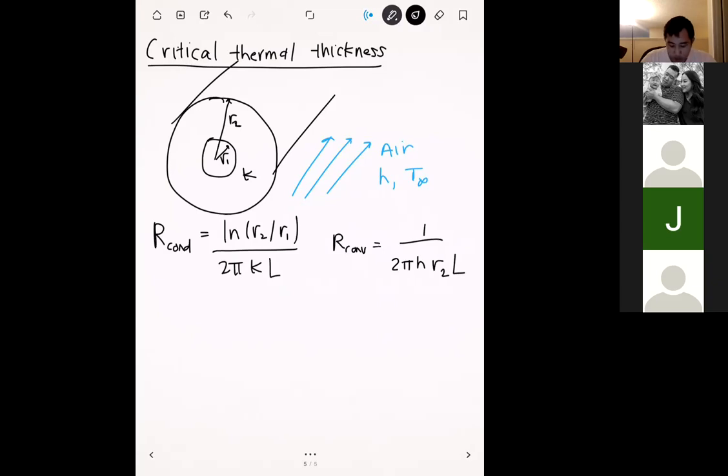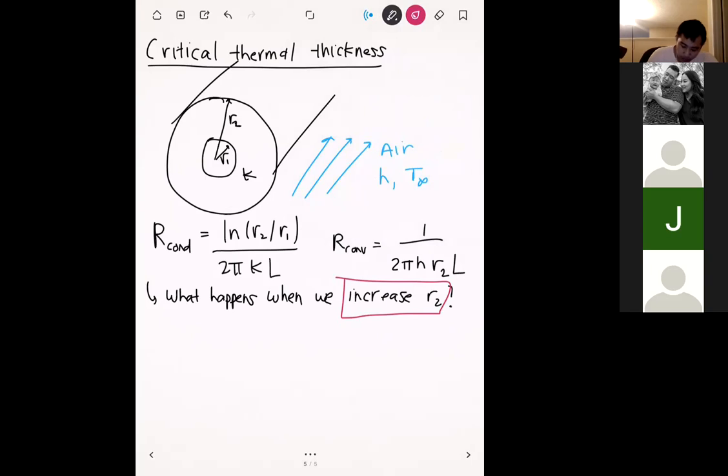Okay. And so now what we're going to do is, let's say that we want to make the cylinder bigger by increasing R2. Okay. And so by increasing R2, this cylinder is actually going to grow in size, right? And so let's look at our formulas for R conduction and R convection, and let's see what's going to happen, right? Okay. And so if we increase R2, what is R conduction going to do? Right. And so if we increase R2, we see that we have ln of R2 in the numerator right here, right? And so even though it's a natural logarithm, when we increase R2 here, R conduction is going to go up. Right, exactly.